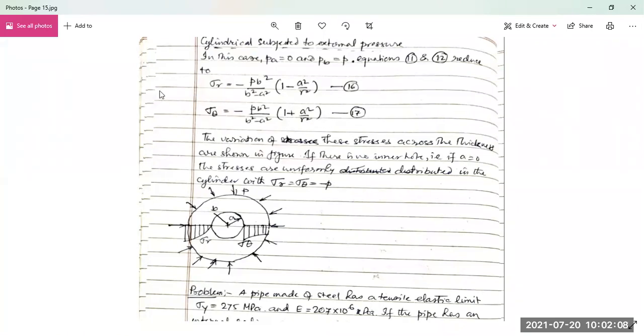These two equations give the radial stress at a distance r from the axis of revolution, and sigma theta, or tangential stress, which is given by this equation at a distance r from the center of the section. We see both are negative, that means both are compressive in nature, while in the earlier one both were positive, so it was tensile in nature. Now let us go for our subject of discussion.